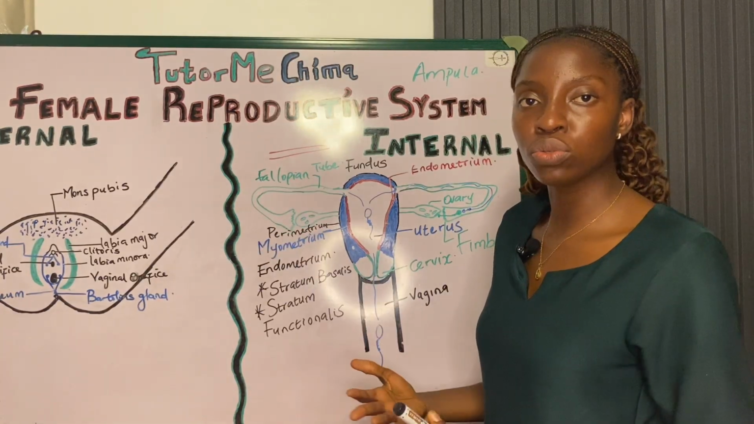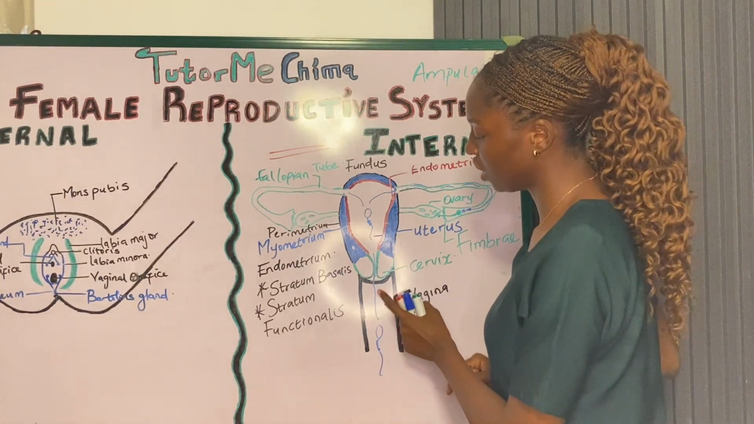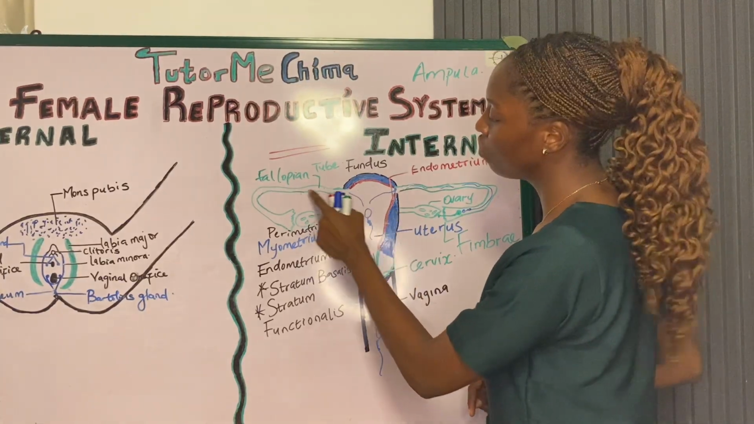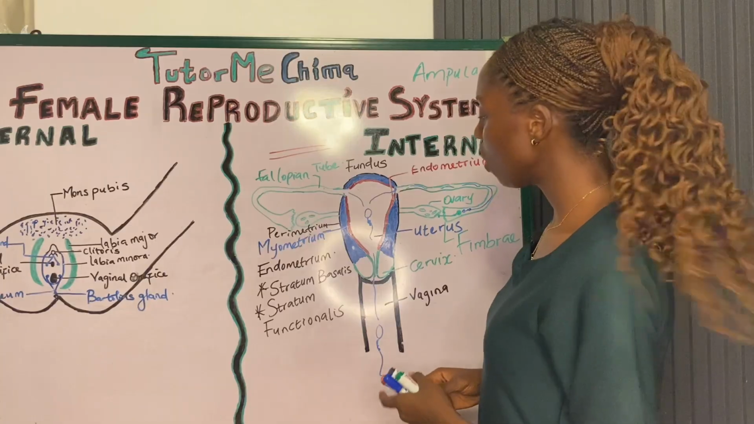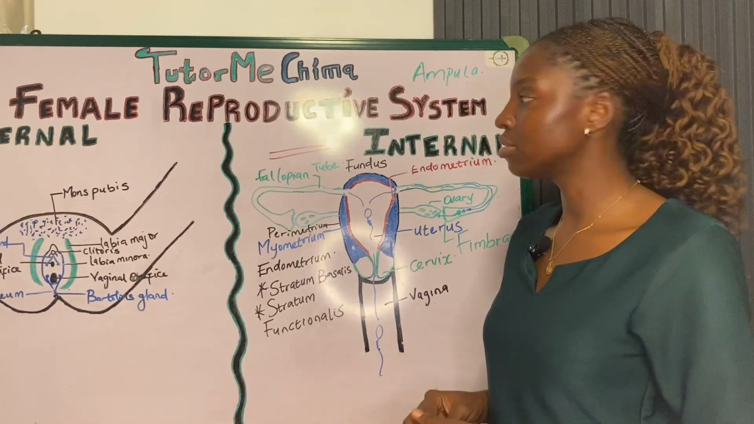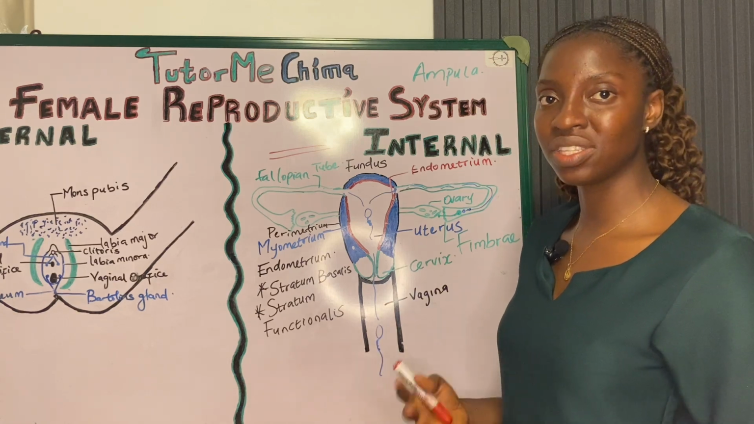So if peradventure there was copulation, what happened is that the sperm is going to move up through the vagina, through the cervix, through the uterus, and move down to the fallopian tube, to that ampulla, to fertilize the egg. Okay, so with that being said, I hope you understand the anatomy of the female reproductive system.